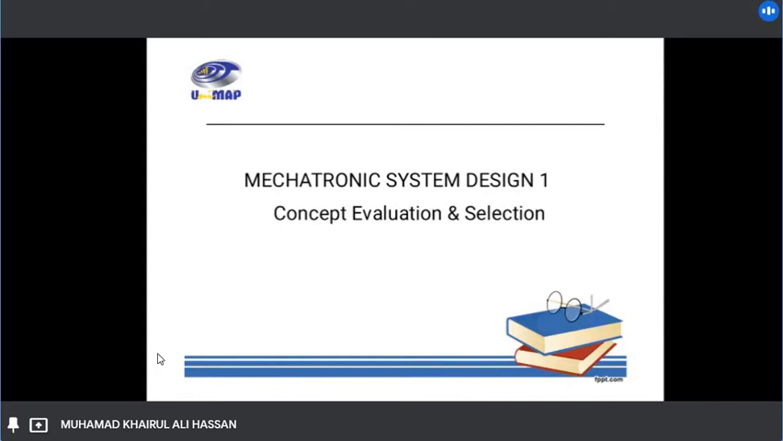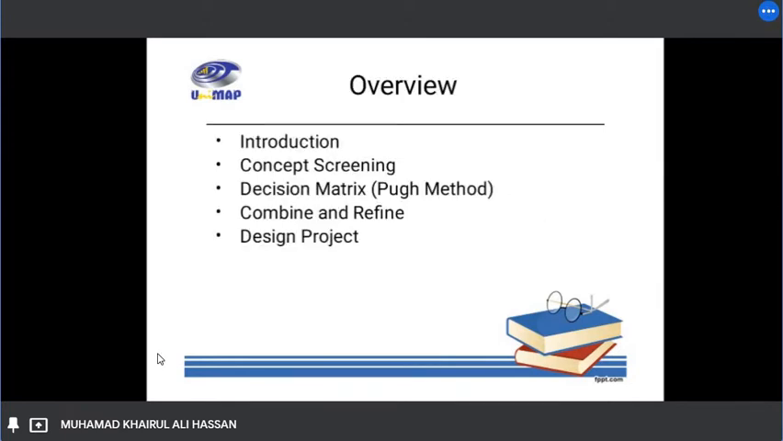Okay, so you will learn in today's class. Okay, so the overview of the class: you will learn about concept screening, the decision matrix, which we also call the Pugh method, and then we combine and refine, and then we can design the project. Okay.